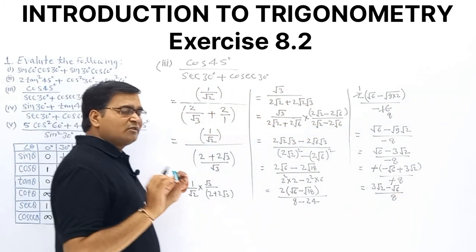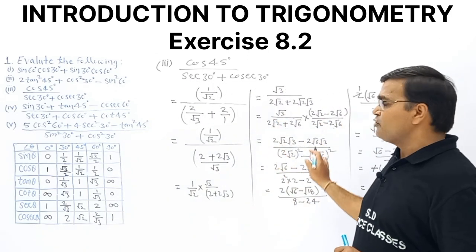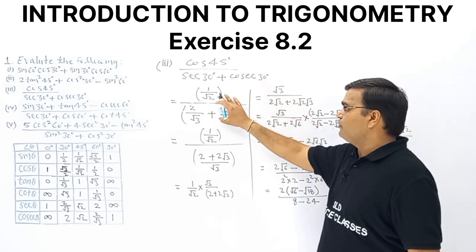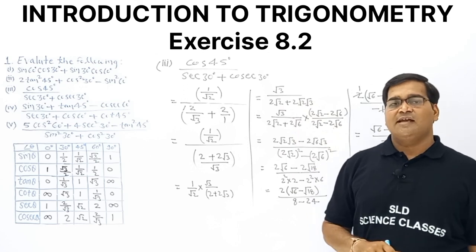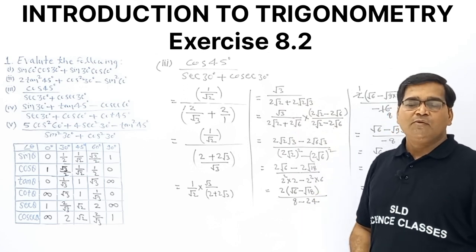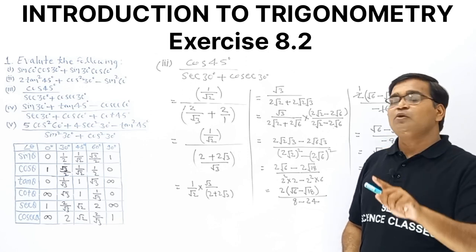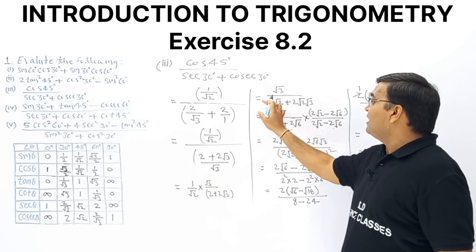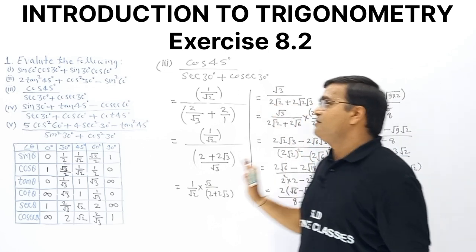Observe, concept is easy. We are putting the values of trigonometry ratios, but only calculation part. We are putting values, solving, we are getting in the denominator radical signs. We want to remove radical, we will multiply numerator and denominator by denominator's conjugate, and we are solving, we are getting the result.